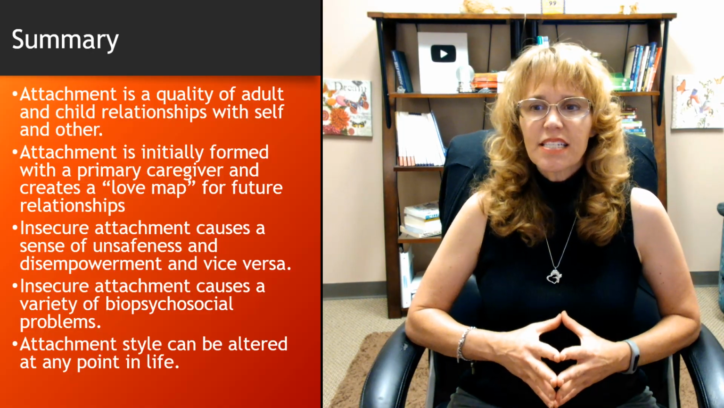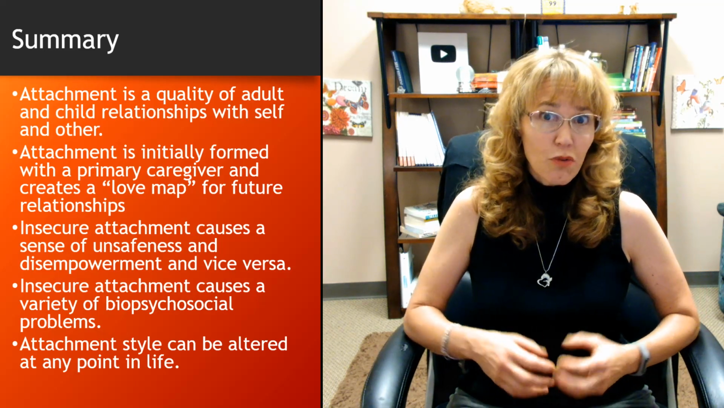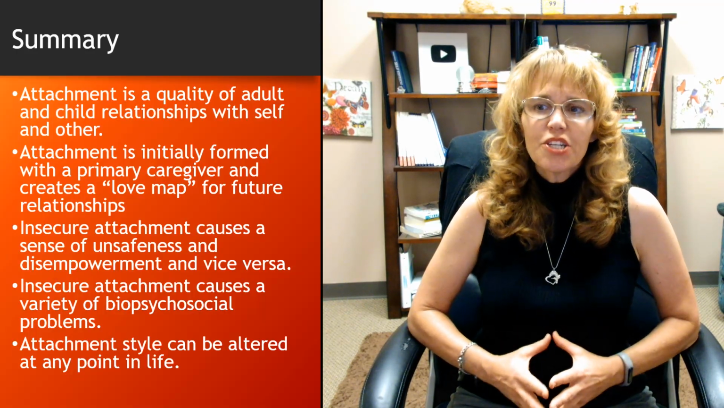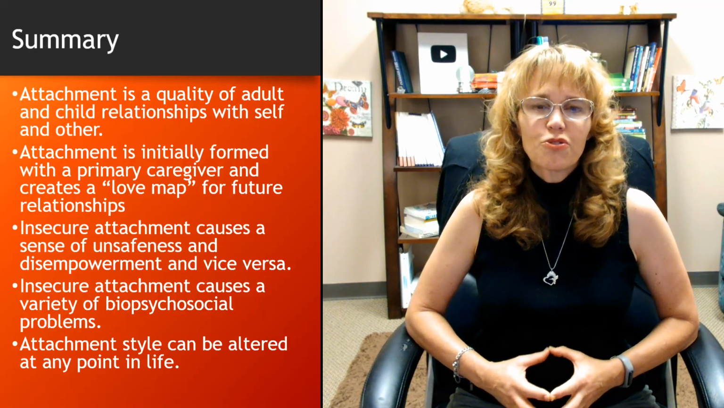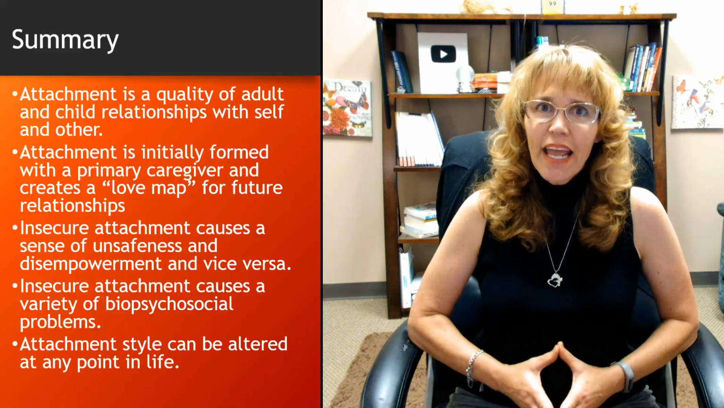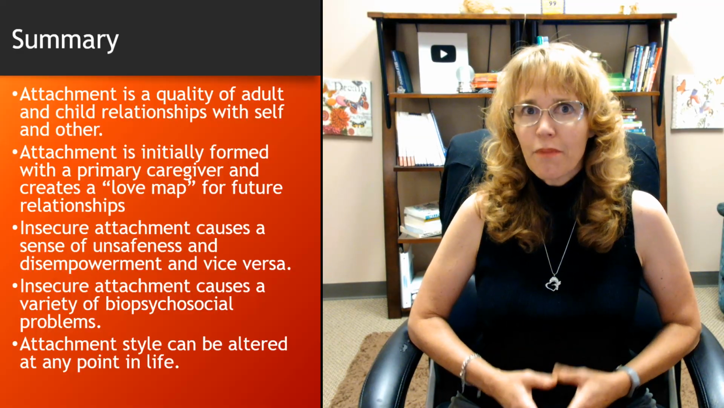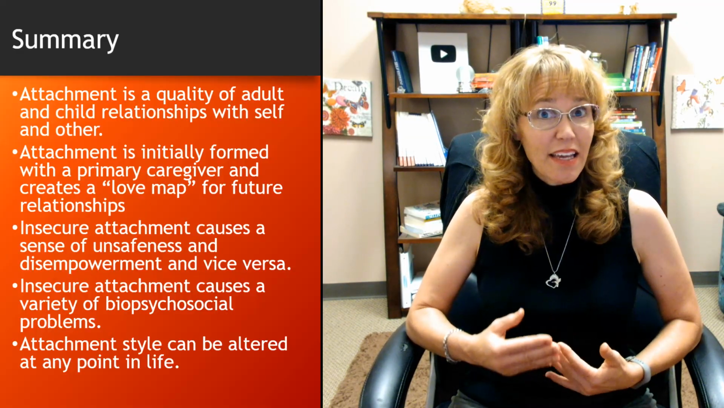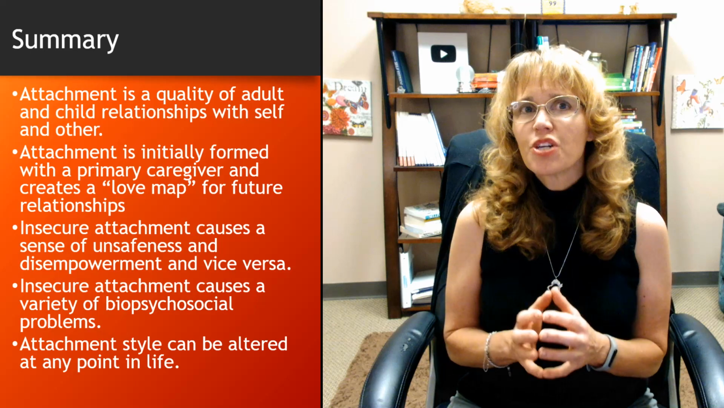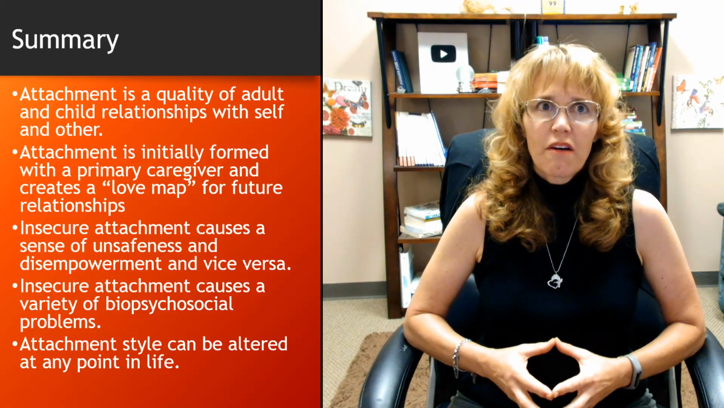Insecure attachment causes a sense of unsafeness and disempowerment, and a sense of unsafeness and disempowerment, or trauma, often leads to insecure attachment. Insecure attachment causes a variety of biopsychosocial problems. However, attachment style can be altered at any point in life. As soon as the person recognizes that there's a problem, there are strategies, steps they can take, which often, again, begins with developing a secure attachment with self, so they're not as reliant on everybody else to provide those functions for them.